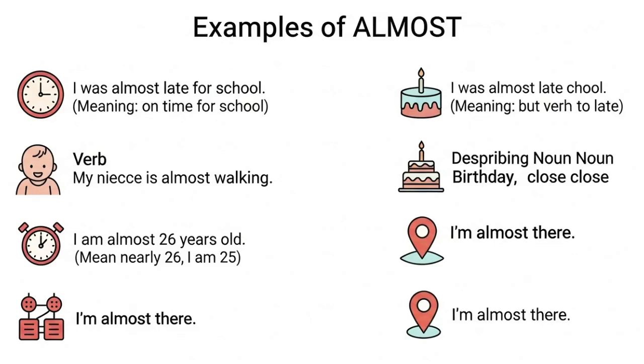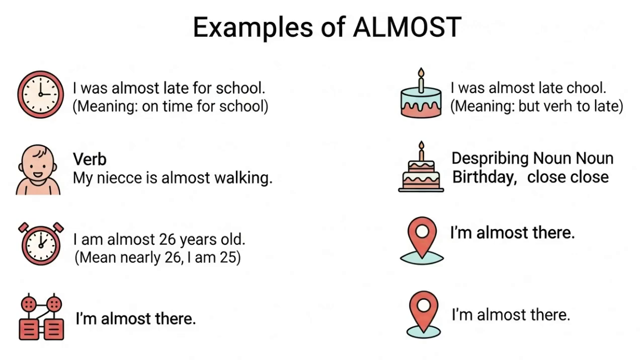Number 3, I am almost 26 years old. So when we use almost, oftentimes we describe certain types of nouns. We describe nouns of time and nouns of place. So I am almost 26 years old means I am nearly 26 years old. So 26, that's a noun. So in this case, almost is describing a noun. And again, it's describing a noun that has to do with time. I am almost 26 years old. It means I'm close to being 26 years old. It means I'm 25, turning 26.